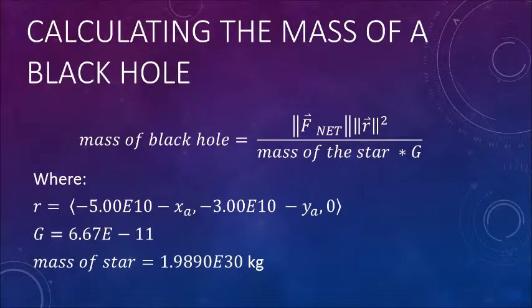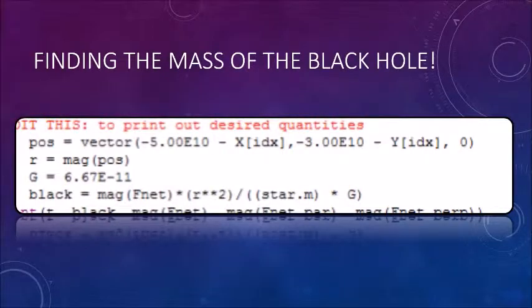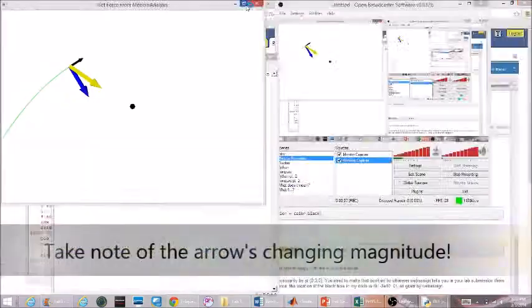Finally, we calculate the mass. As mentioned, we set F net equal to the force of gravity. Rearranging that formula to equal the mass of the black hole, we get the magnitude of F net times the magnitude of the distance squared over the mass of the star times the universal gravitational constant. By now, all the constants are defined, so we can plug it into our code. This is the coded version. Time to run the module.